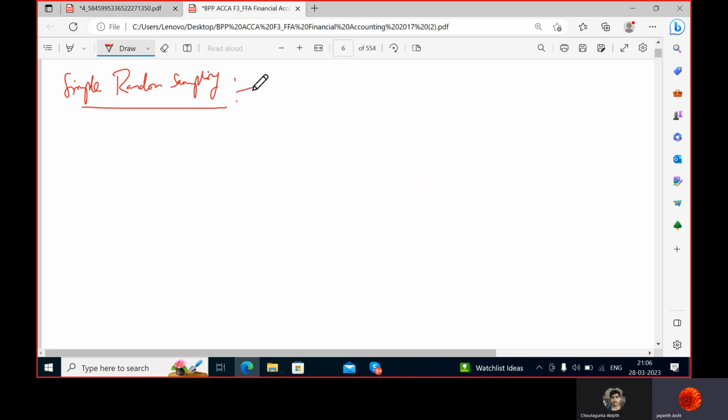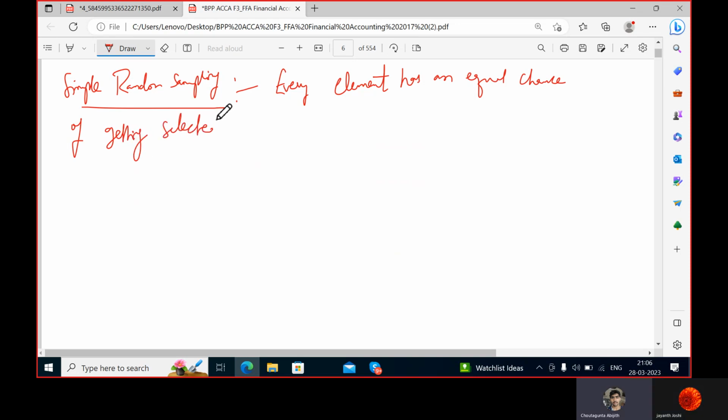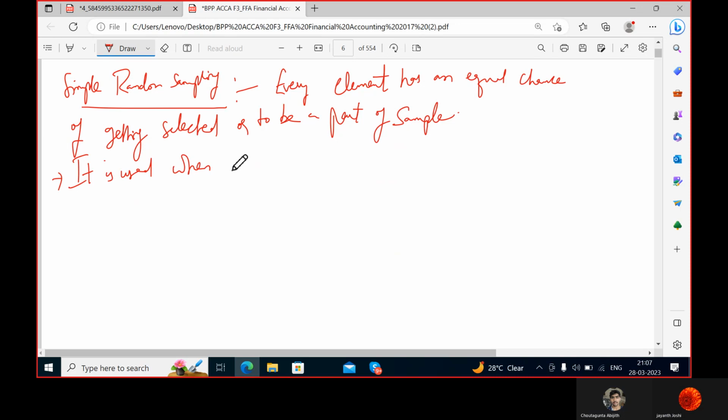I will write the point and give a very good example so things will be clear. Every element has an equal chance of getting selected, or to be a part of the sample. That means you will have a population, you will select your samples out of that, and every element of that population will have an equal chance of being part of that sample. It is used when we don't have any kind of prior information, since it's random.